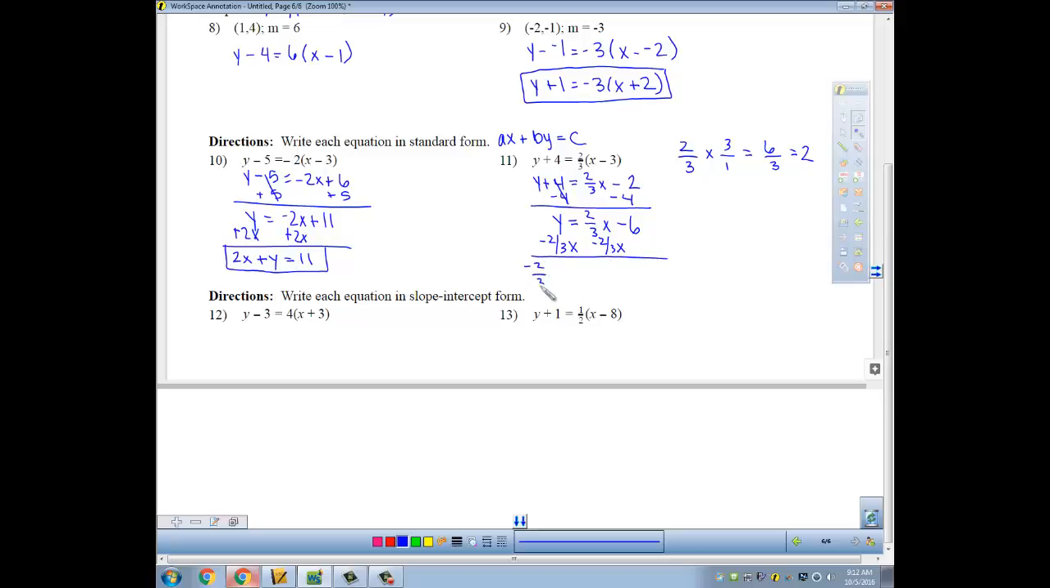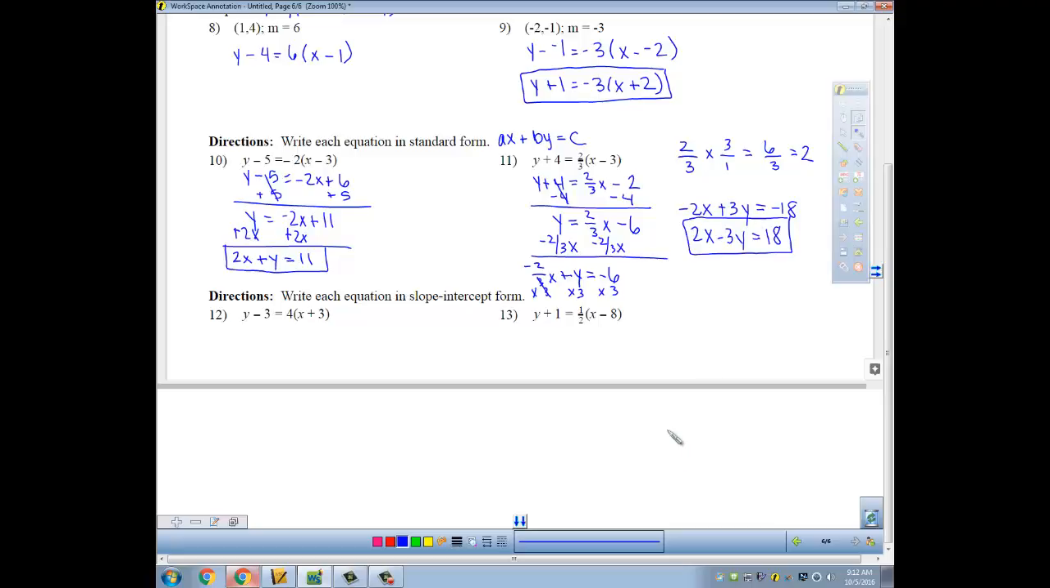So negative 2/3 x plus y equals negative 6. I'm going to get rid of the fraction now, so multiply everything by 3. So that cancels, and we get negative 2x plus 3y equals negative 18. I can't have a negative in front of my x, so just change all of your signs. So this is the answer I'm looking for.